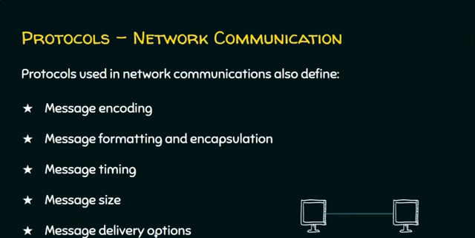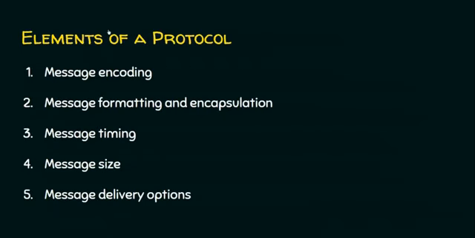At the same time, the delivery option should also be dealt with. Whether the message is only for one destination, or some group of destinations, or all the destinations in the network. That should also be dealt with in the protocols part. So a protocol defines message encoding, message formatting and encapsulation, message timing, message size and the delivery. That is what we exactly call elements. The elements of protocol are message encoding, message formatting and encapsulation, message timing, message size and message delivery options. We shall see each of these elements in a detailed manner.